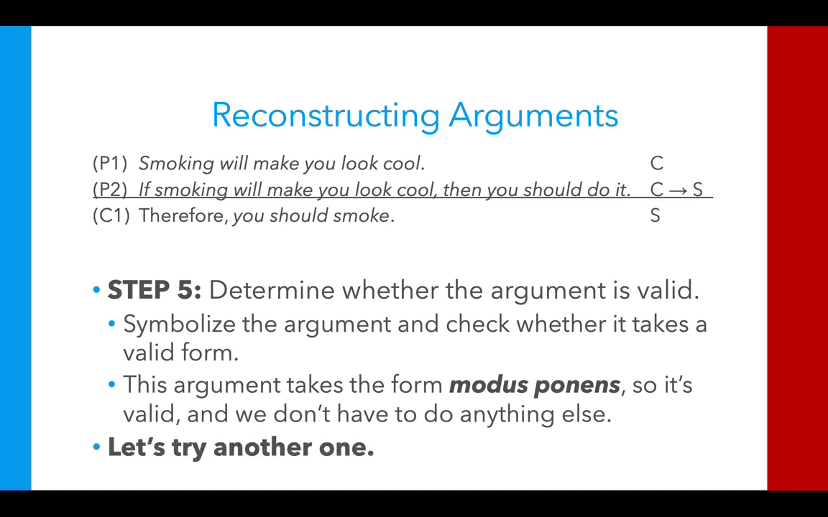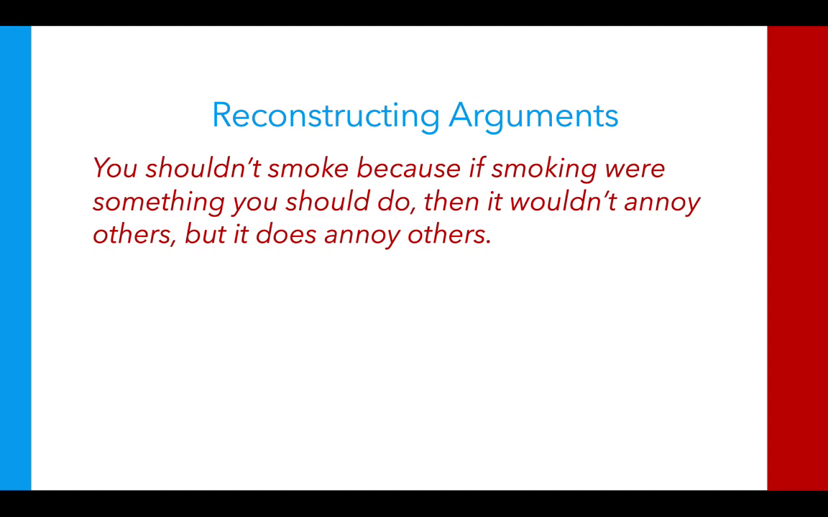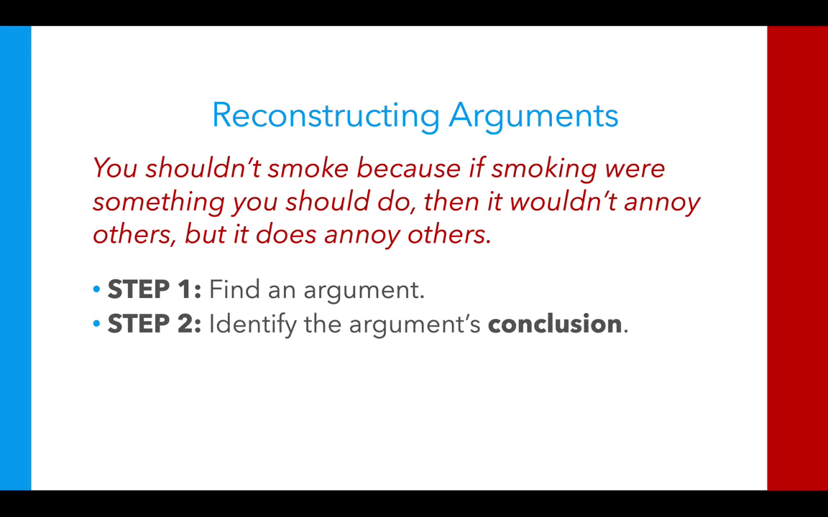Let's try another one. You shouldn't smoke because if smoking were something you should do, then it wouldn't annoy others, but it does annoy others. Alright, this is a little bit more complex. Step 1, where's the argument? Boom, right there. Step 2, what's the conclusion? You shouldn't smoke is the conclusion. One tip for helping us find this is the word because. Because is a premise indicator word. What comes after because is ordinarily a premise.